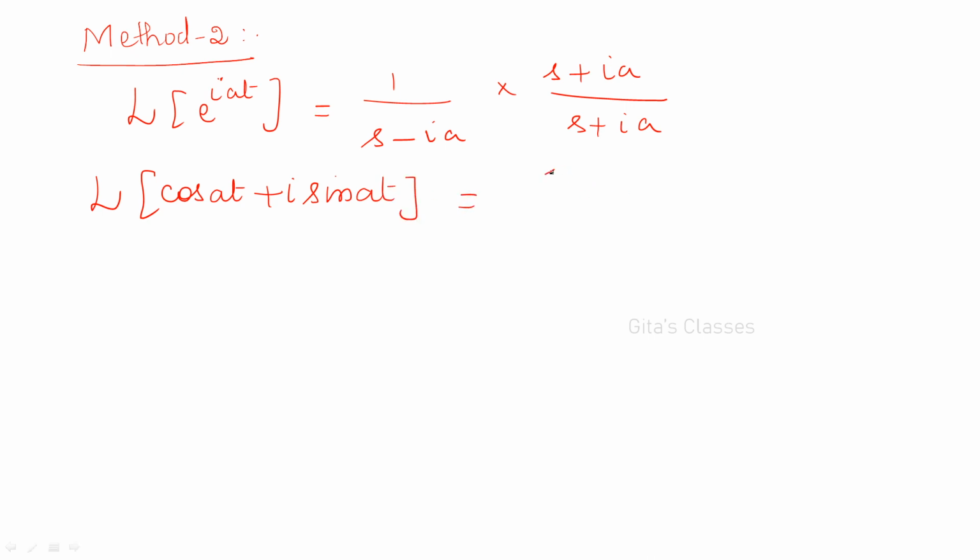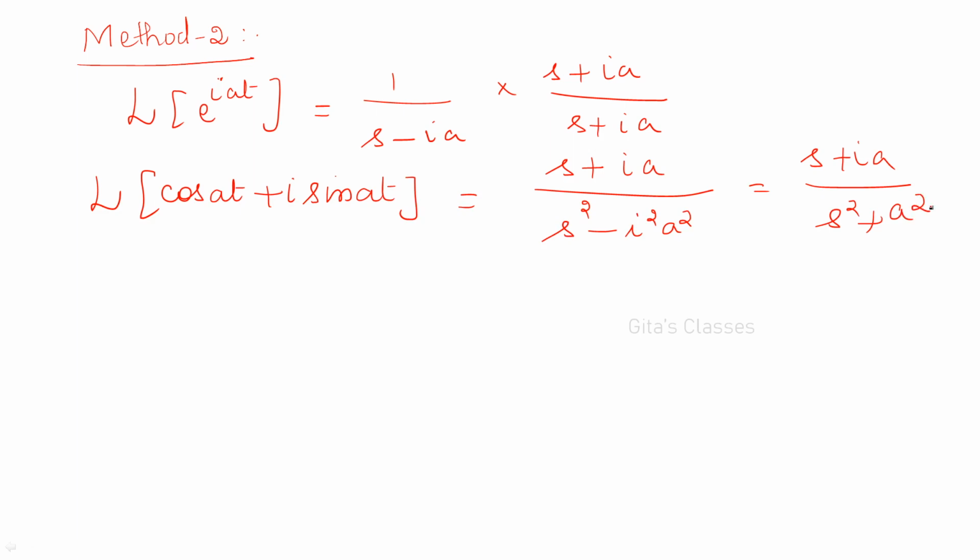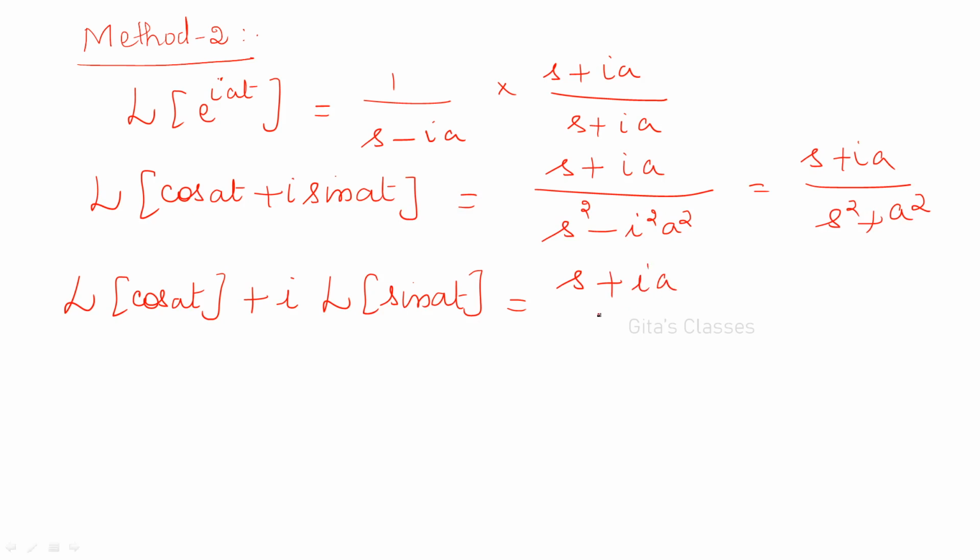This is equal to, in the numerator, s plus ia, divided by (s minus ia) times (s plus ia), that is s squared minus i squared a squared. So this will become s plus ia divided by s squared plus a squared, since i squared is minus 1 and minus will become plus. So in the left hand side, I can write it as L of cos at plus i into L of sin at by the linearity property. This is equal to s plus ia divided by s squared plus a squared.